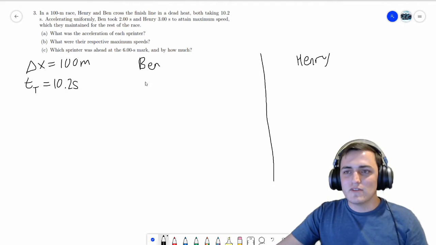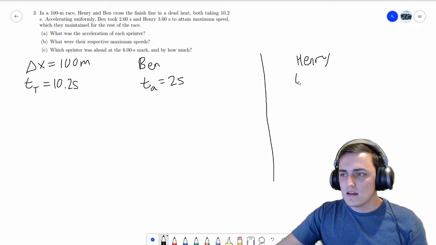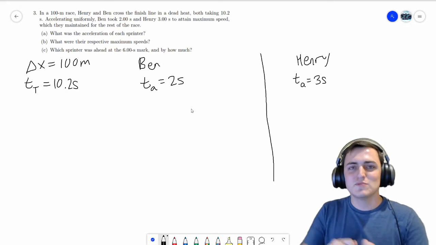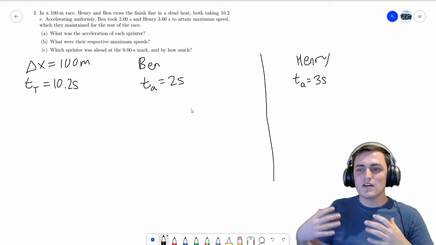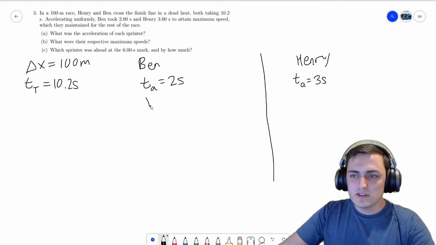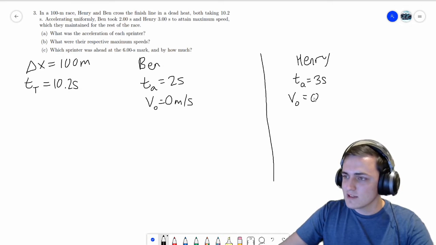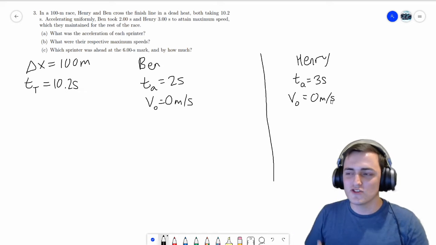And so we see here we have 2 seconds for Ben, and so we can say time of acceleration, denoted t sub a, is 2 seconds. And the time of acceleration for Henry is 3 seconds. And that is how long it takes them to attain maximum speed, which they will hold for the rest of the race. And so we see they have v initial of 0. They both have 0 meters per second because they start the race at a dead stop, as expected with a race. They don't really tell you that in the question. You're just sort of assuming that.